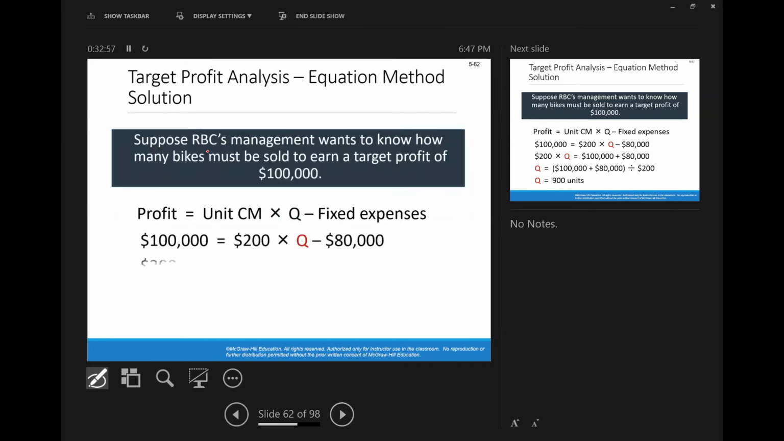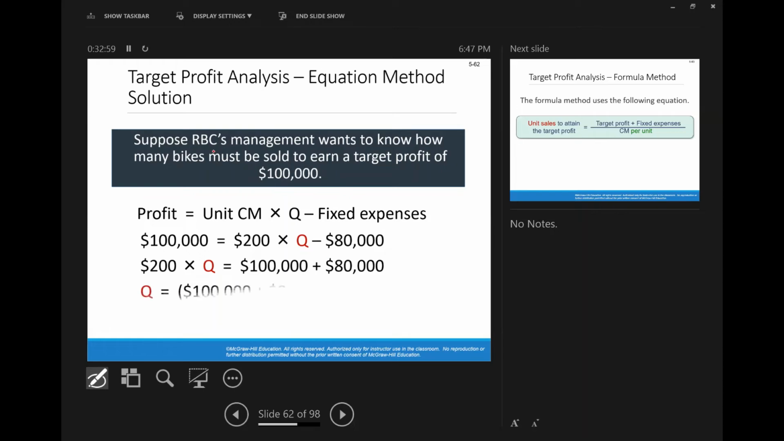Okay, suppose RBC's management wants to know how many bikes must be sold to earn a target profit of 100,000. So now the profit is 100,000 equals the contribution margin of 200 times the quantity minus 80,000. So now we solve it algebraically. So we come up with the 100,000 plus the 80,000.